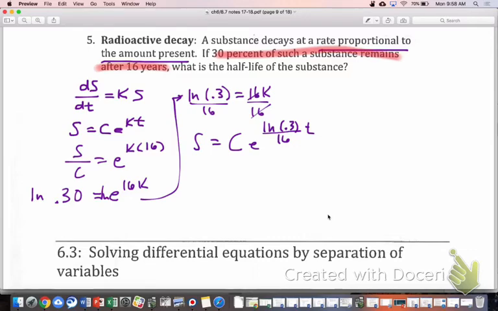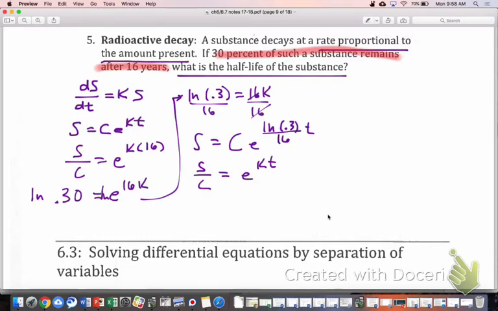So then I think I would follow a really similar strategy when it comes to the question, what is the half-life of the substance? I would, again, divide both sides by c. So I'd get S over C equals e to the kt. I'm just writing k because I already know what my k is.